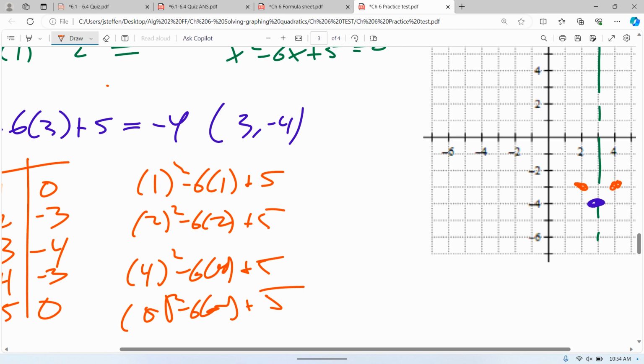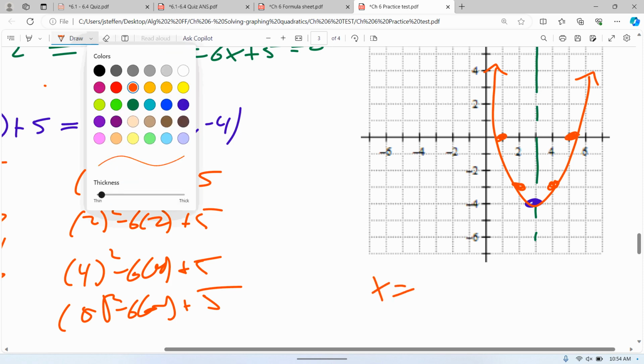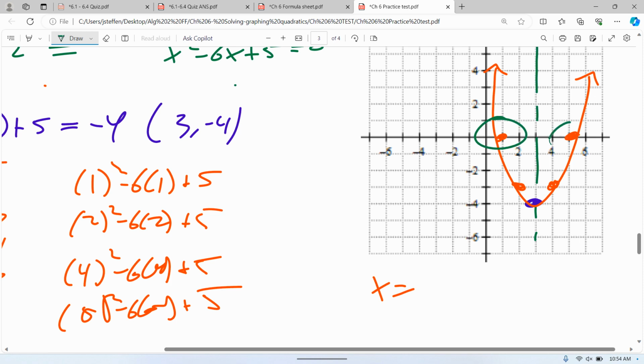So be careful. People forget. What can they forget? That's the graph, but I'm asking where it crosses the axis. So you have to go back and double check where does it cross your axis? Well, it crosses at 1 and 5. Now again, you probably saw that when you were doing your chart, but I still want to see the graph on that one.